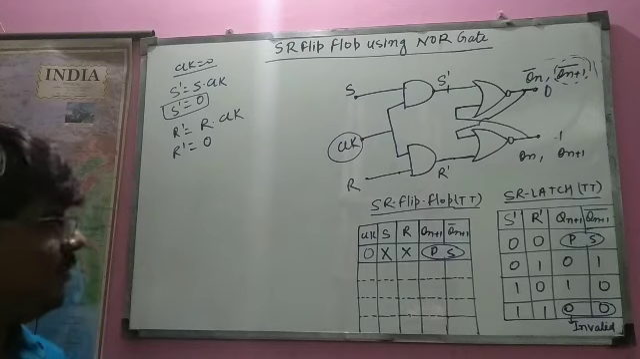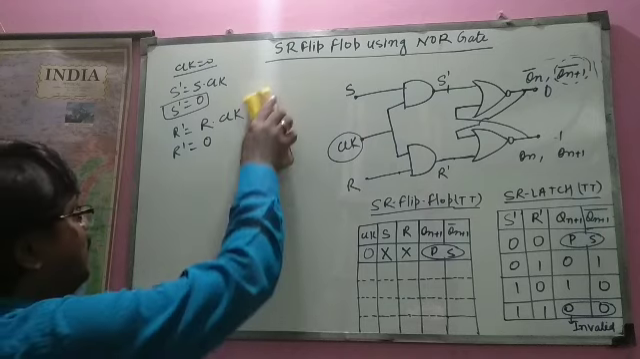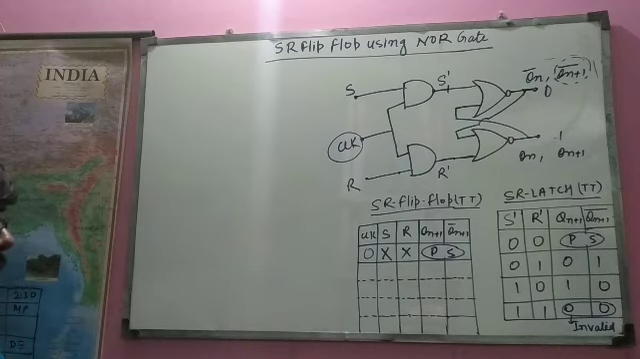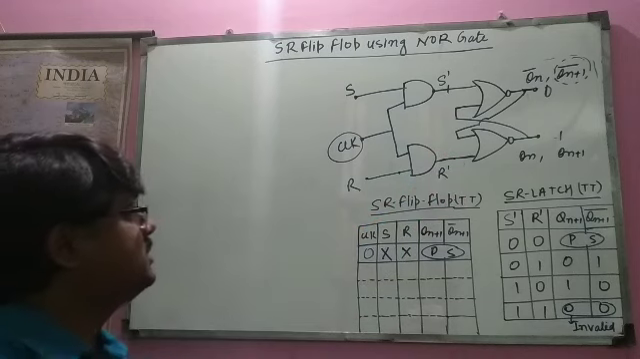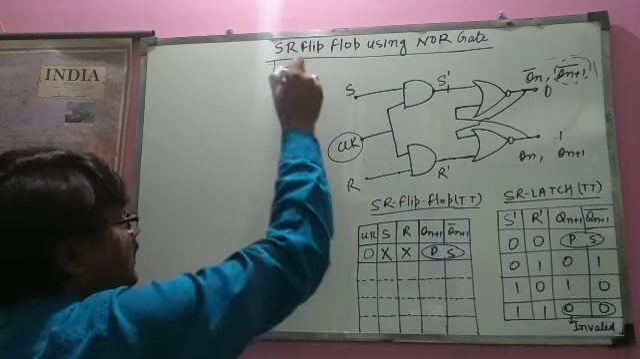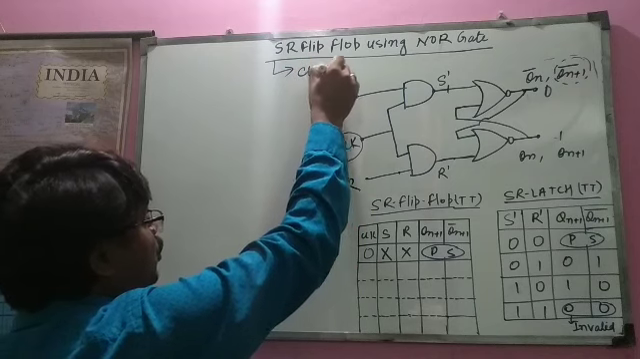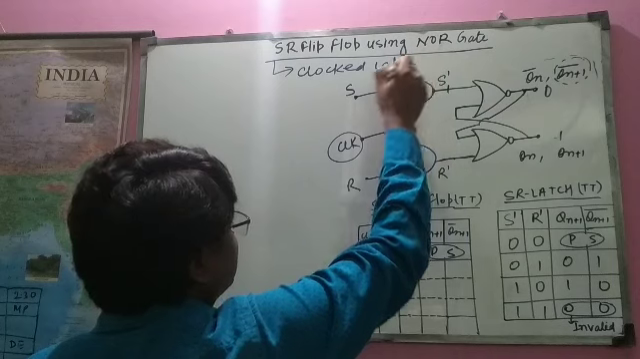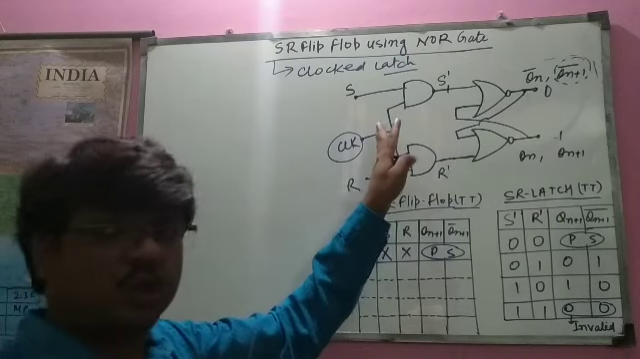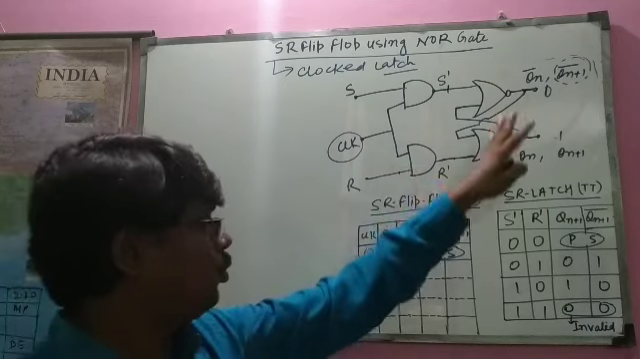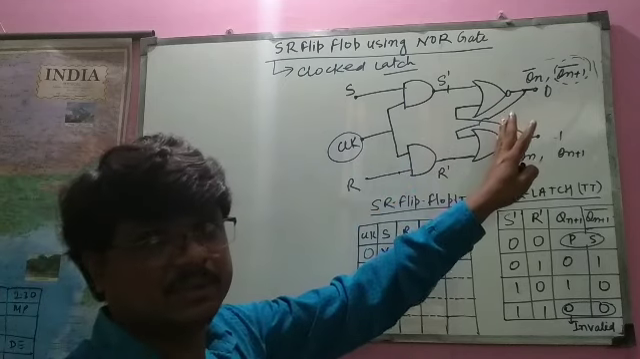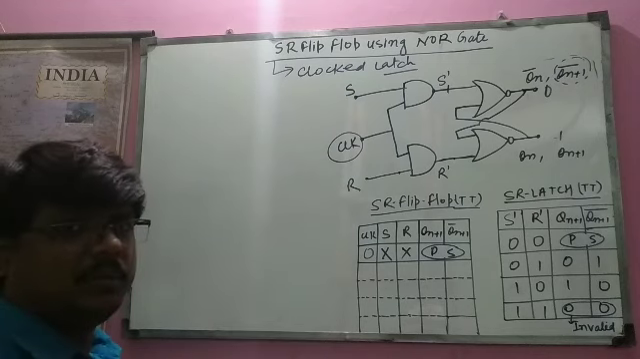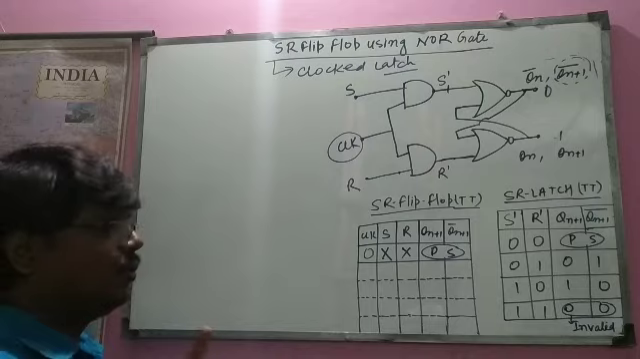So this is the main difference between the SR flip flop and SR latch. This SR flip flop is known as the clocked latch. This is latch and this is clock. So this whole flip flop is known as clocked latch. And this flip flop is a basic memory element that stores 1 bit.